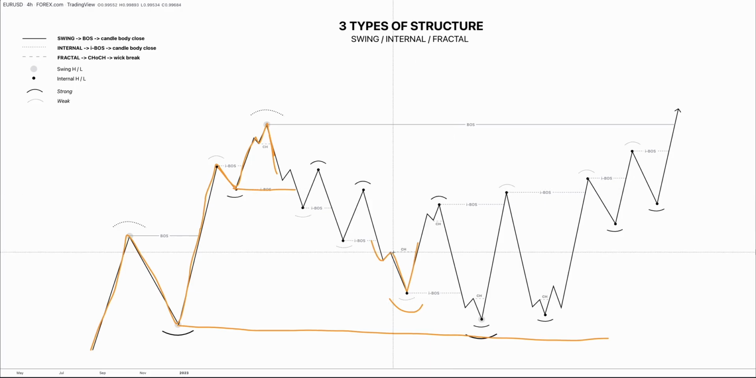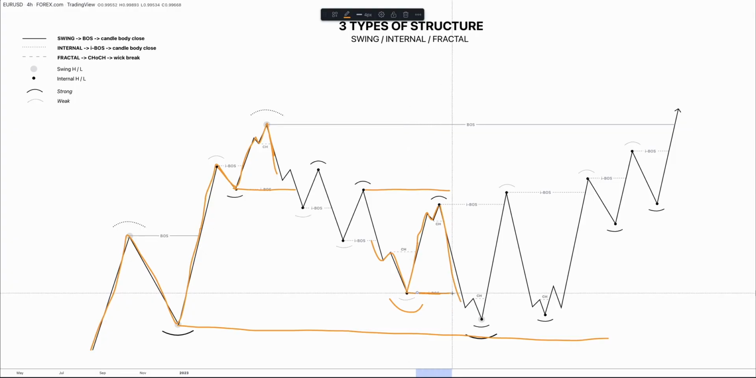But remember, change of character only signals the start and end of the internal pullback, right? And at this point, that's the strong internal high because the internal structure is bearish, right? That's the internal low. So we pull back up into this internal high. We come up to here. We fail to take out the internal high. We get a bearish change of character. Okay, this internal pullback is now finished because we've had the bearish CHoCH. Now price is very likely going to be ready to take out the weak internal low.